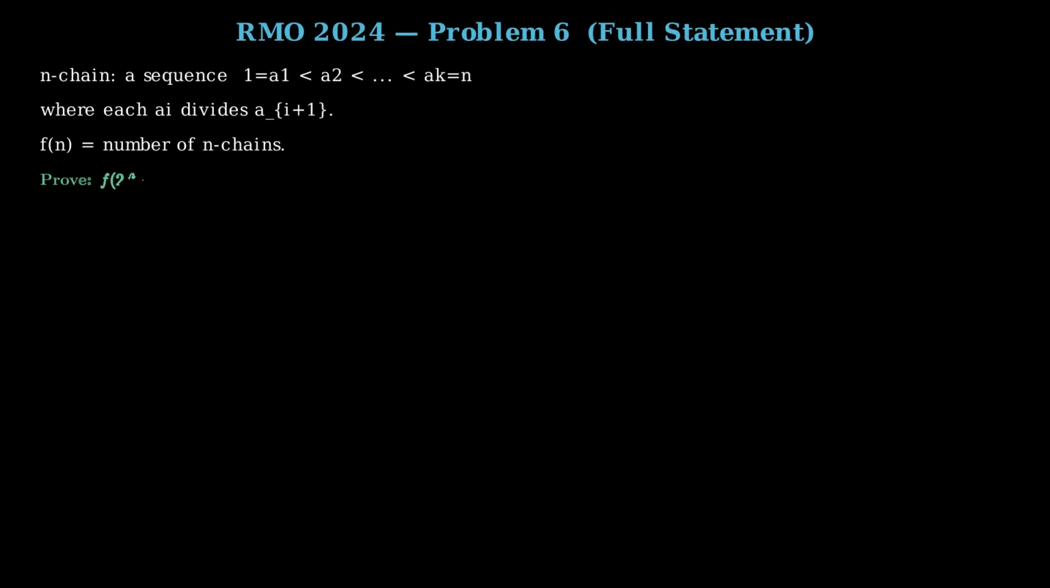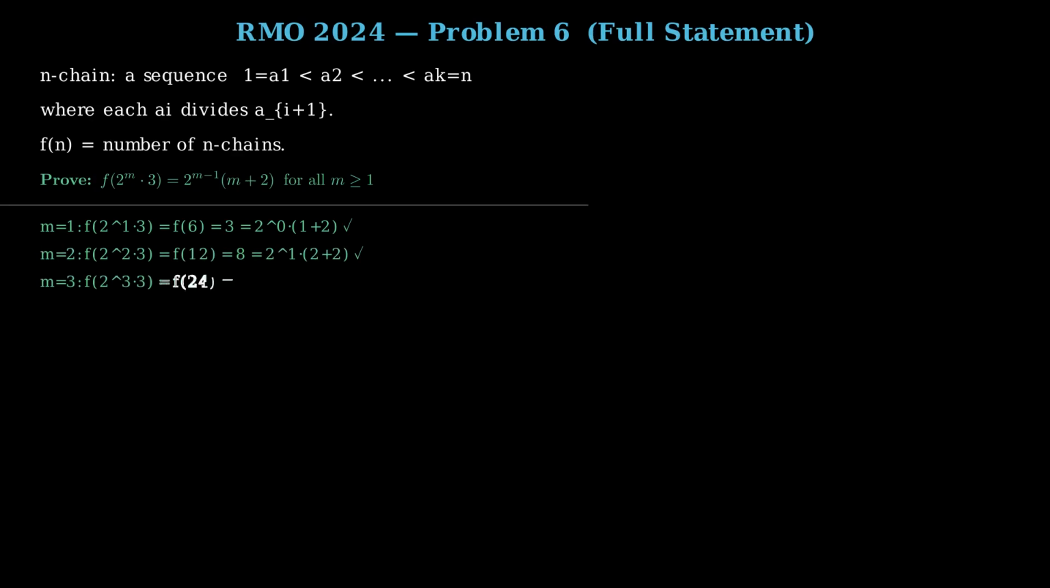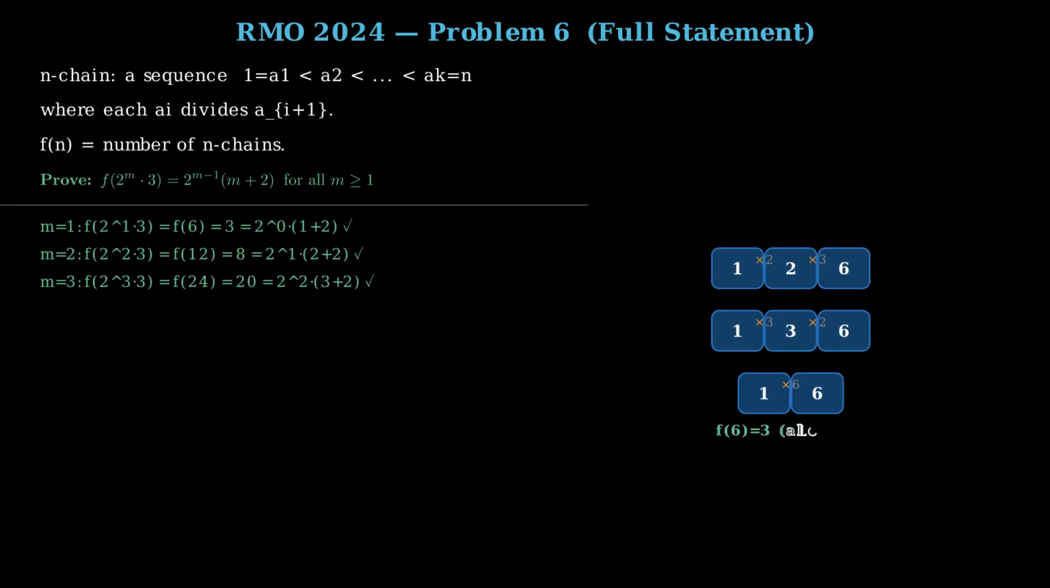Here is the complete problem statement. Let n be a positive integer at least 2. Call a sequence 1 = a1 < a2 < ... < ak = n an n-chain if each ai divides a(i+1). Let f(n) be the number of n-chains. Prove that f(2^m times 3) = 2^(m-1) times (m + 2) for every positive integer m. Let's now prove this step by step.